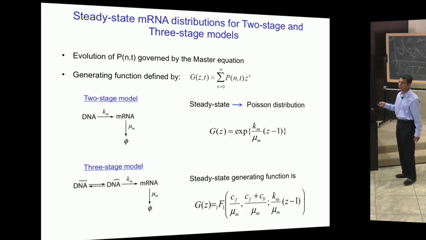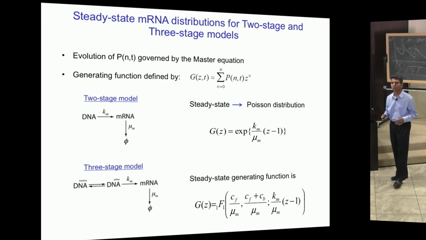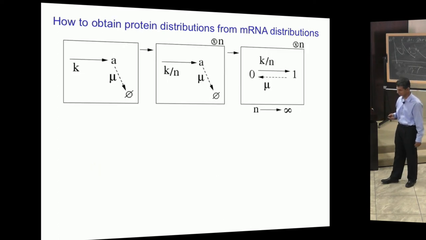For the three-state model, a little bit more work, but again, it was shown in the early 90s by Peccoud and Ycart that the corresponding generating function for mRNAs in the steady state is given by the Kummer function. So this is the generating function from which you can obtain the probability distribution. So good, we know how to get mRNA steady state distributions exactly for both of these models. Now, wouldn't it be nice if we could somehow relate these results to the corresponding results for proteins? I'm going to show you a trick by which this is made possible.